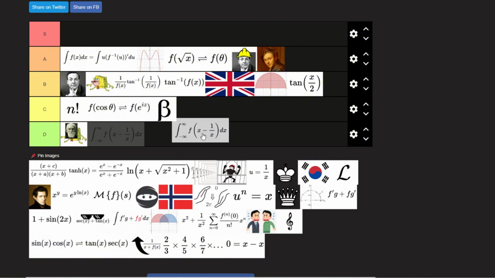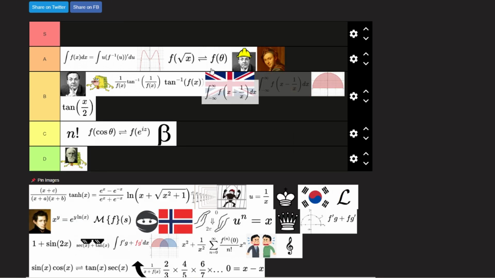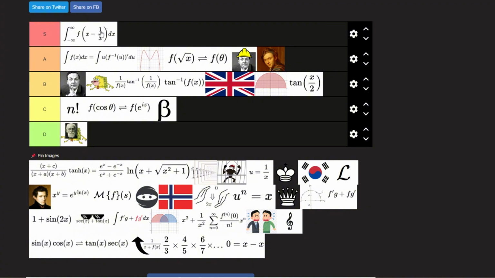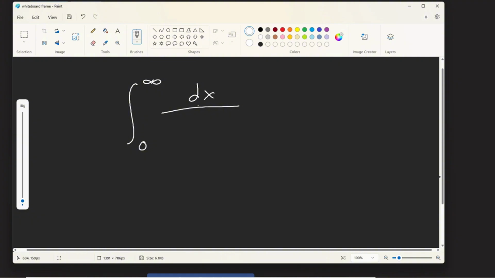Glasser's master theorem. Oh, S tier. Don't get me wrong, Glasser's master theorem is a lifesaver. Let's be real. This Glasser's master theorem is a lifesaver. Okay, let's be honest. Without Glasser's master theorem, it would suck to solve this. It would just suck to solve this. You would have to do advanced square technique.